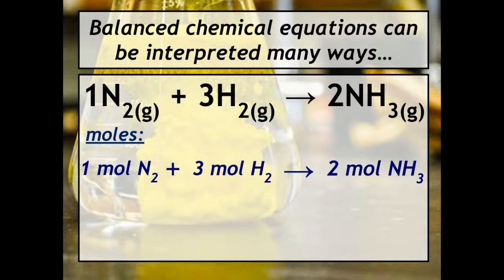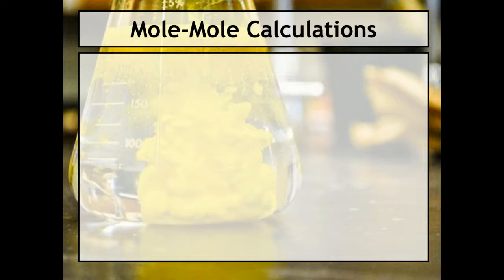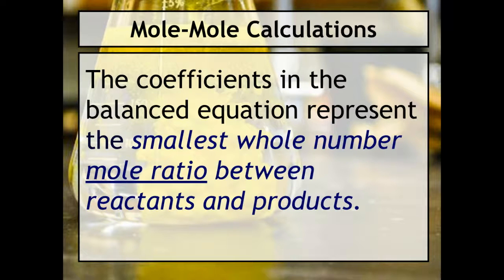6.02 times 10 to the 23rd equals 1 mole. It's just like saying there's 12 inches in 1 foot. It's just a conversion. It's just a unit of measurement. So don't freak out with the word mole. So we have 1 mole of stuff of N2 here. 3 moles of H2. 2 moles of NH3. Now that's exactly what we're going to be focusing on in this unit, is moles and how to interpret a chemical equation.